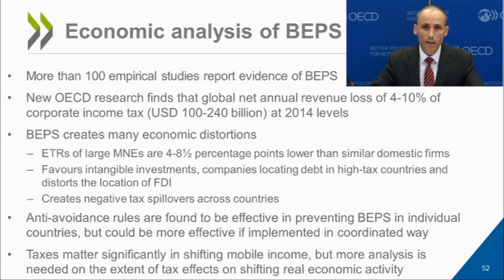One of the findings of the economic analysis is also that anti-avoidance rules are effective in preventing BEPS in individual countries, but we also note that it is most likely that if implemented in a coordinated way, the effectiveness of those measures would be much greater. As part of the economic analysis, we also note that while taxes matter significantly in relation to the shifting of mobile income, more analysis is still needed on the extent of the tax effects on shifting real economic activity.